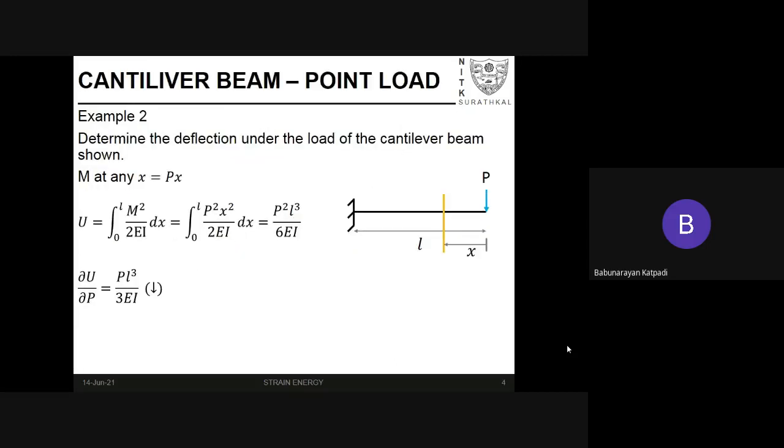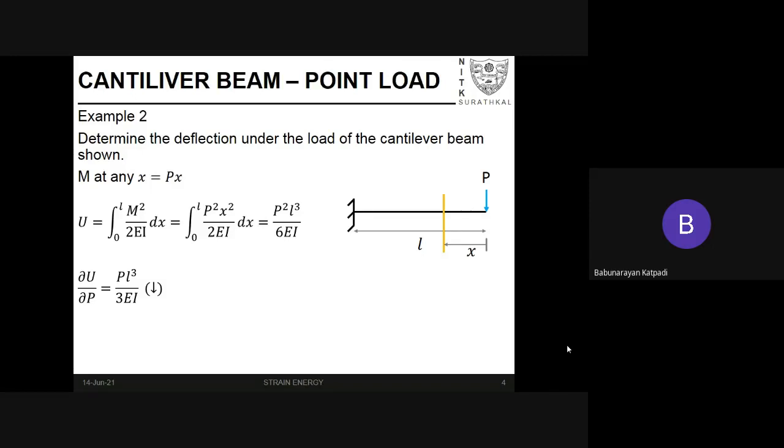We now move on to a cantilever beam. Determine the deflection under the load for the cantilever beam shown. We have a cantilever beam of span L, which is supporting an end load P. So if we take the coordinate axis from the load at any distance x, this load will cause a moment of P into X. Bending moment is moment of all forces either to the right or to the left. So moment at any X from the load will be P into X.